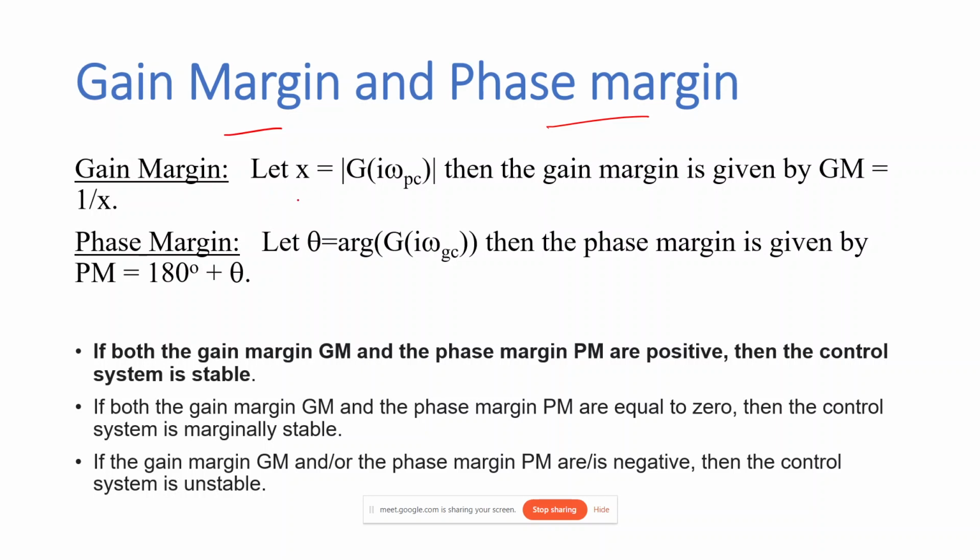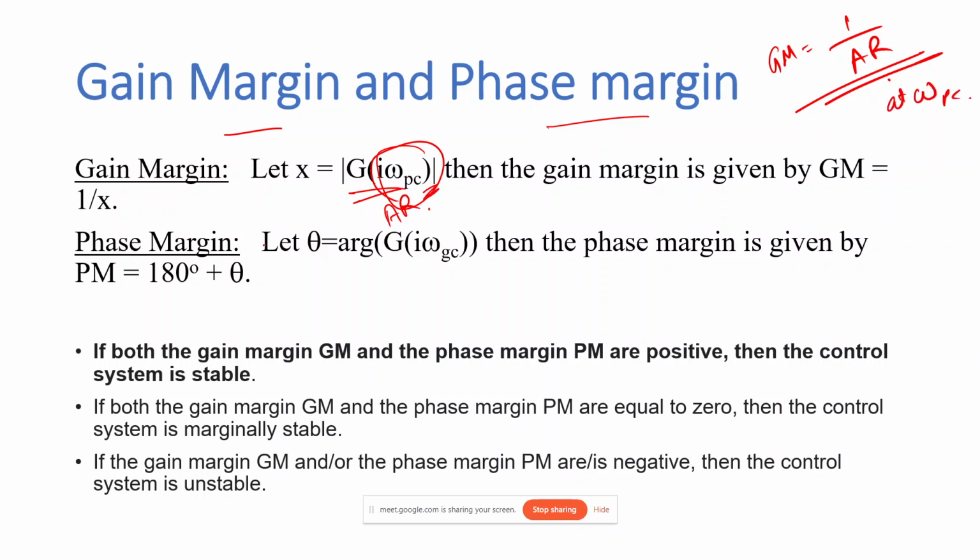Gain margin, we define it as follows. Let x equal this, so basically this is our amplitude ratio. If x is our amplitude ratio, then the gain margin is given by 1 upon x. That is, we can straight away write that the gain margin is 1 upon the amplitude ratio at this phase crossover frequency. That is an important thing, at omega pc.